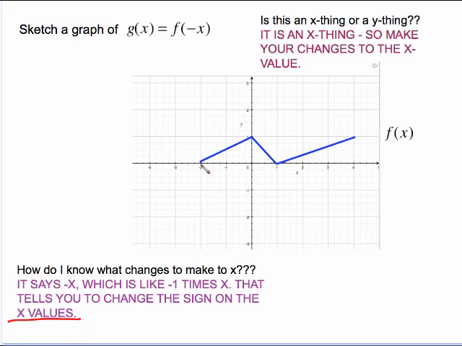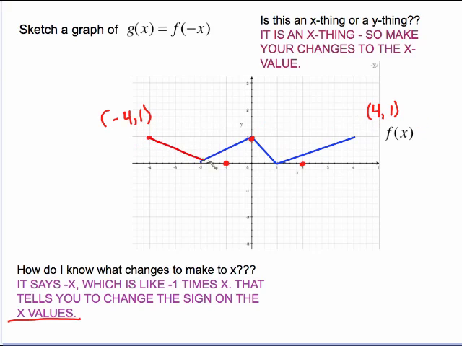So this x value used to be negative 2. It now needs to be positive 2. This x value was 0, so it's still going to stay 0. This x value used to be 1. It's now going to be over here at negative 1. This x value used to be 4. It's over here at negative 4. Notice I'm keeping my y values the same. This point right here was the point 4, 1. When I've changed my x value, it now becomes negative 4, 1. I didn't change the y value at all.